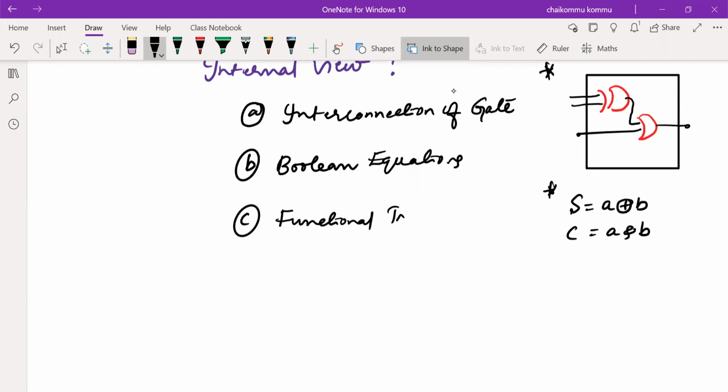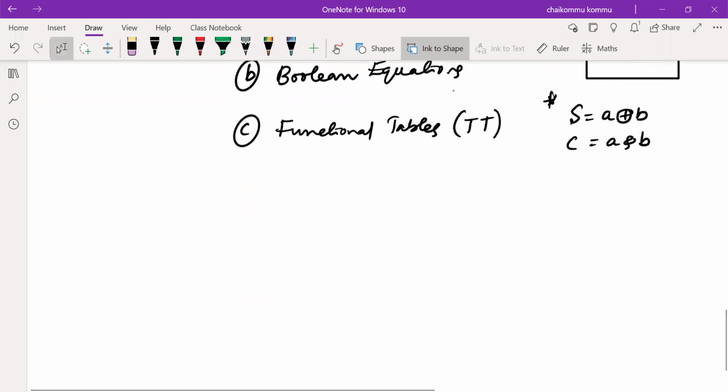Functional tables, or I can simply say truth tables, for example. If you are using the truth table also, you are able to identify the behavior of the circuit. So the internal view can be a truth table.